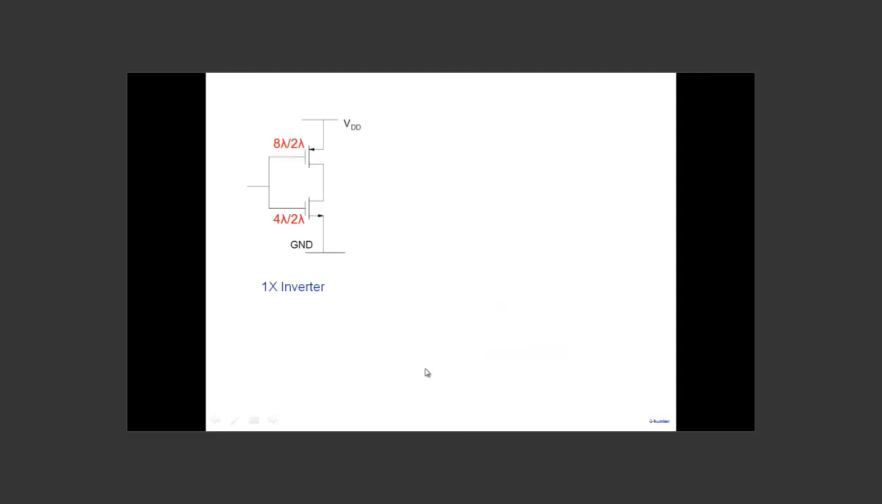So the inverter that we've been talking about, 4 lambda by 2 lambda, 8 lambda by 2 lambda, I can call this inverter a 1x inverter. What do I mean by 1x inverter? Well, this is the minimum size that I can use for my NMOS. 4 lambda by 2 lambda is the minimum size that I can use. And to balance the currents, I have to make this 8 lambda by 2 lambda. So this is in some sense the minimum size inverter that I can make. So 1x means size is 1, the smallest size of inverter that I can make.